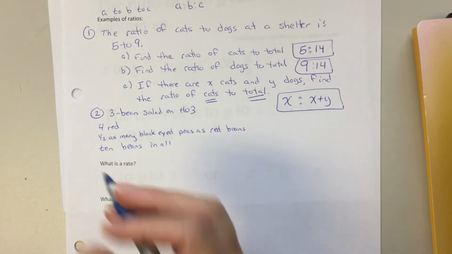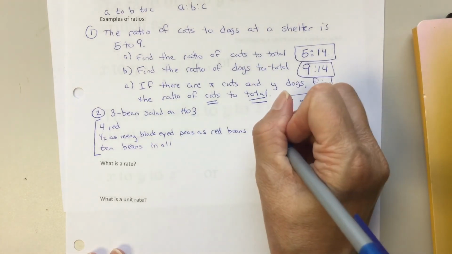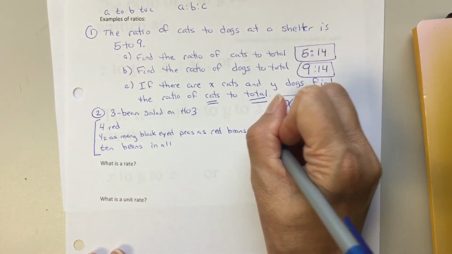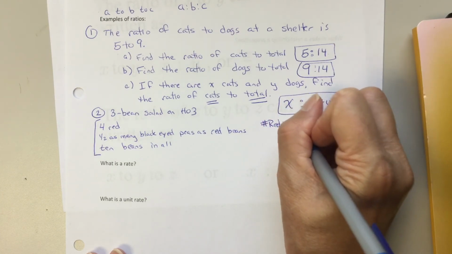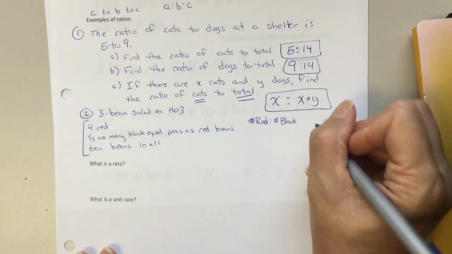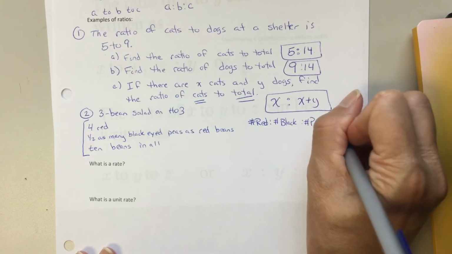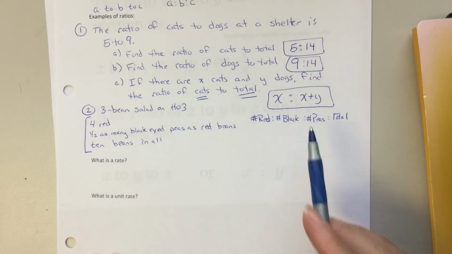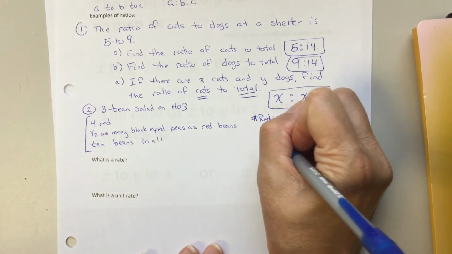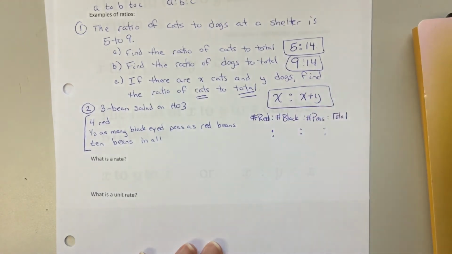All right, so if I want to write the ratio for this salad, I want to keep it in the order that they ask me to on the handout. So I want to do the number of red to number of black to number of peas, so that's black-eyed peas, to total. All right, so I want to make sure I put things in the correct order. So as I do this, I'm going to go ahead and bring my colons down. That way I can put things wherever I want.